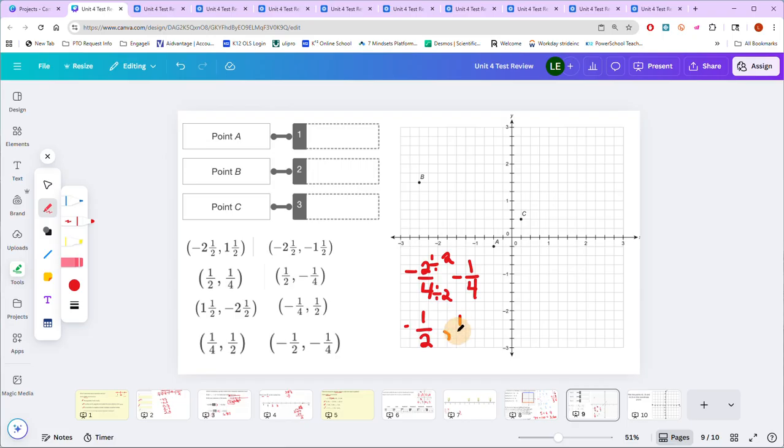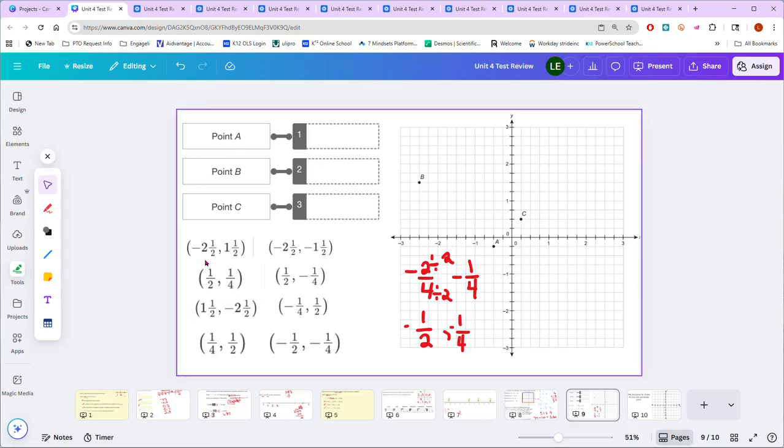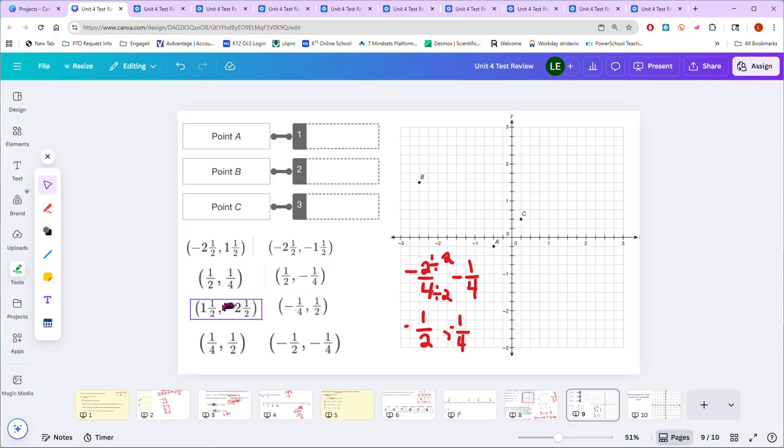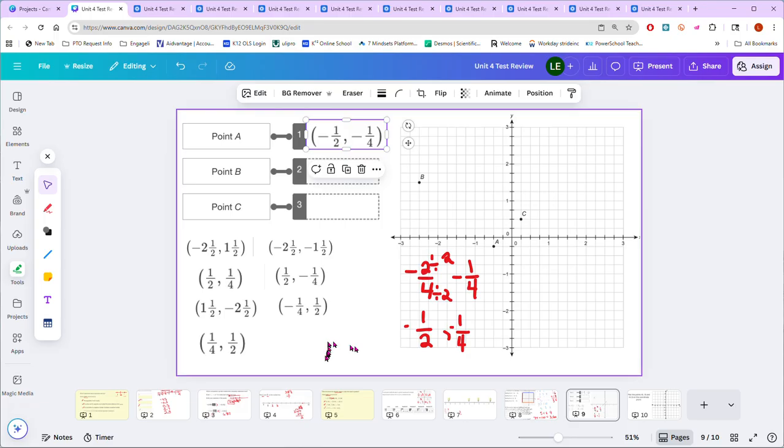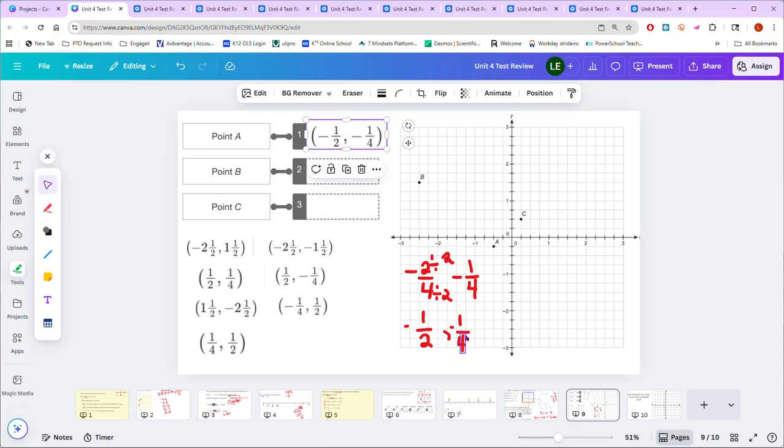And then I still can't forget my negative 1/4. So I'm going to look for that. Negative 1/2 and negative 1/4. Here it is right here. And that is point A. Negative 1/2, negative 1/4. All right, let's look at point B.